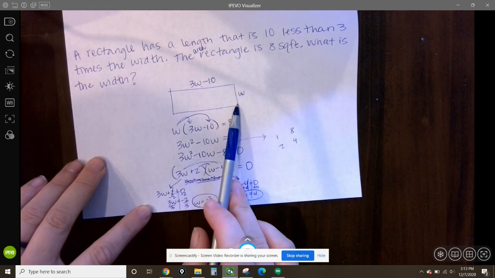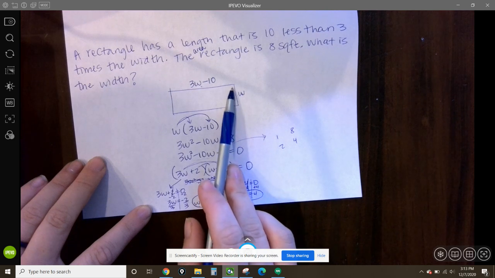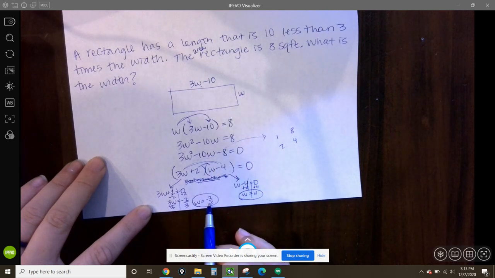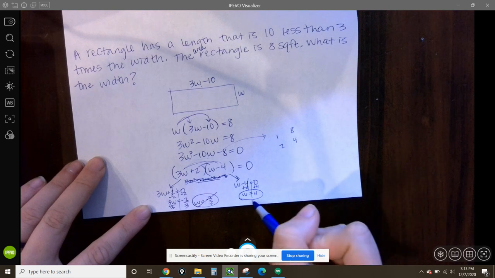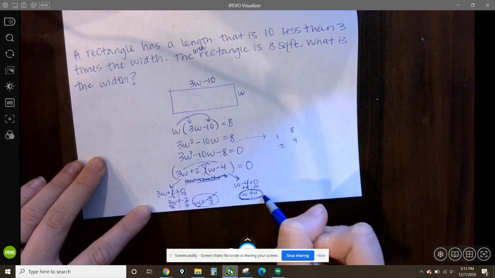Okay, so we're talking about a rectangle here, a width. So when you're talking about measurements in inches, it could never be negative. Like the width of a rectangle couldn't be -2/3 of an inch. That doesn't make sense. So when you're talking about dimensions, you can only have positive. So this should be the answer right here.